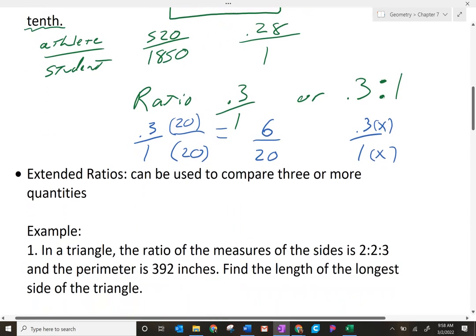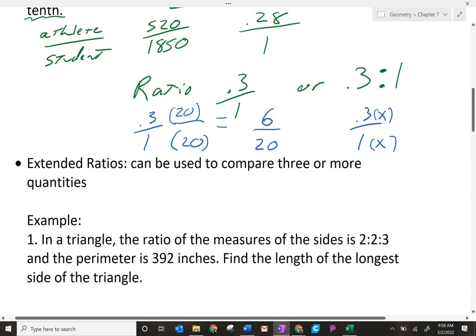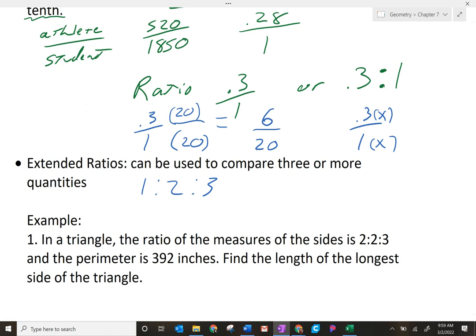Okay, we've got an extended ratio. An extended ratio is where there's going to be 3 or more quantities. Like I could have 1 to 2 to 3, or however, where they're going to have these colons in between it to show that it's a ratio that has 3 specific quantities.